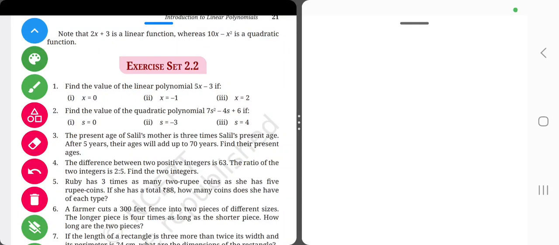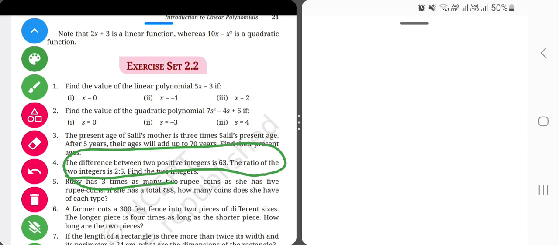Exercise set 2.2, chapter number 2 of class 9th. We are at question number 4. The difference between the positive integers is 63. The ratio of the two integers is 2:5. Find the two integers. Very simple.